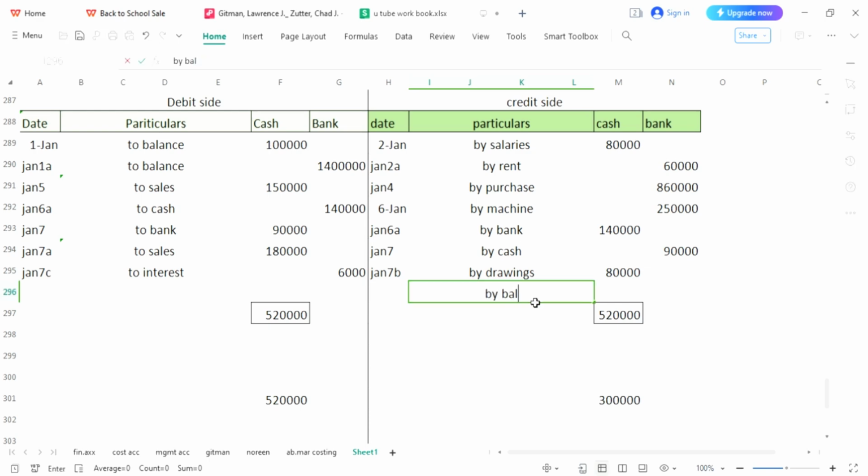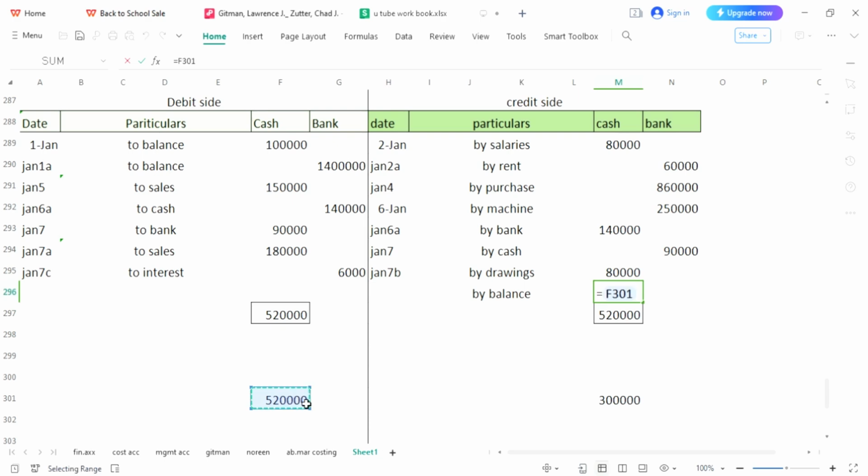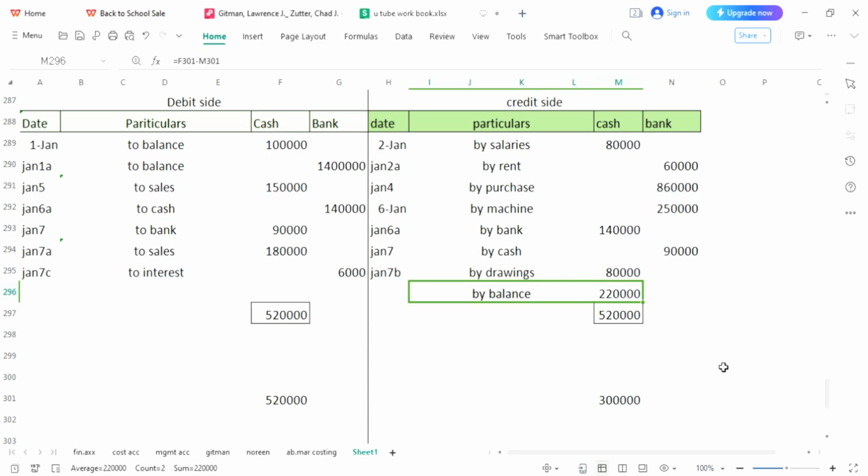So the balance would be written over here. And how would you calculate the balance? By subtracting the smaller total from the larger total. The larger total was 520,000 and you will subtract this smaller total, 3 lakh. So we have got our first balance of cash.